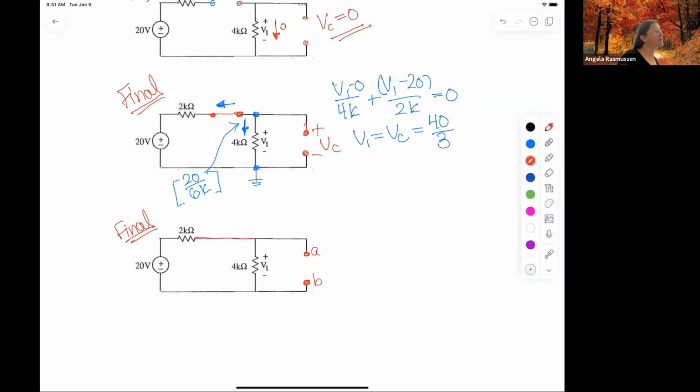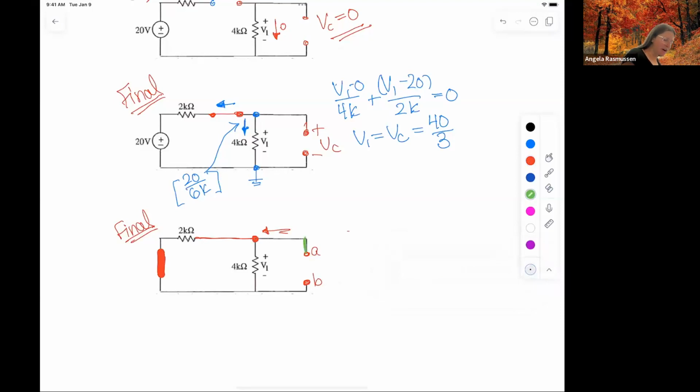I put A to B. And then this only has independent sources. So when I find the RTH equivalent, I can remove the independent sources. So that allows me to make this become a short. And the equivalent pathway comes in here. And then at this node, it splits. So that has 2K in parallel with 4K. And then it combines at the end and goes back to B.